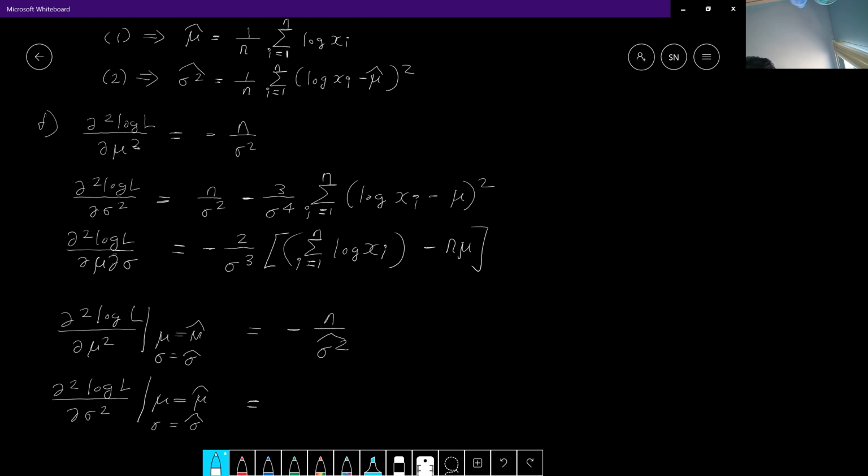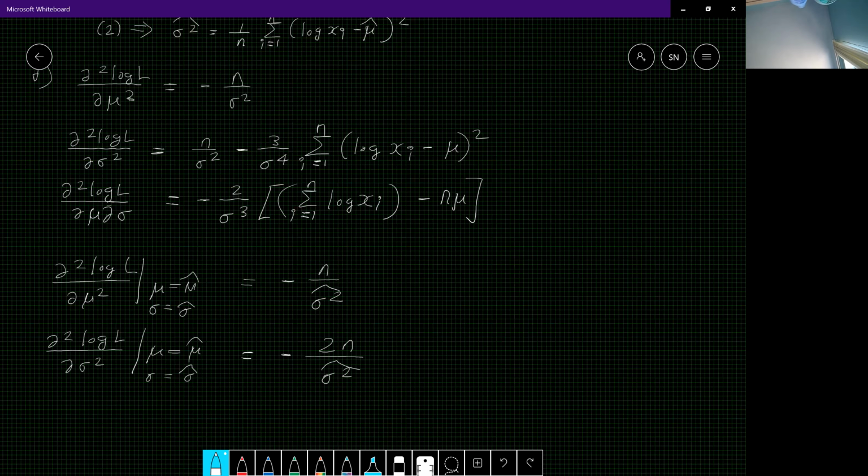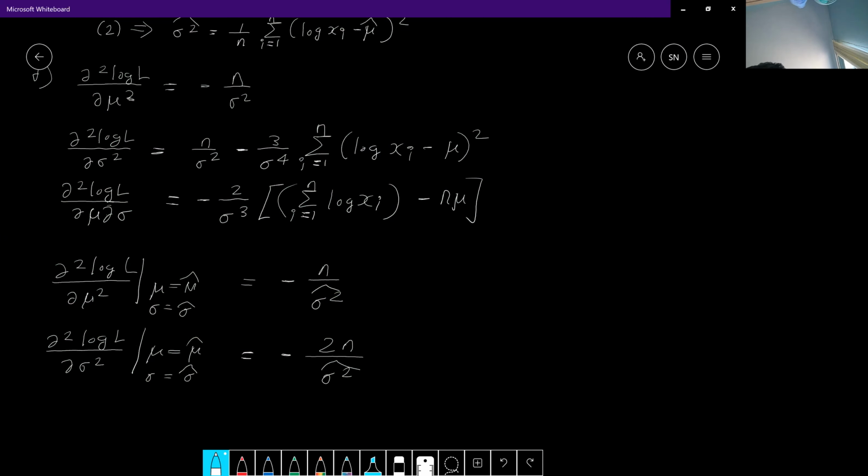This is what you will get: minus 2n over sigma squared hat. I'm sure you can check it, right? You should substitute mu by mu hat and sigma by sigma hat, and simplify things. You will get this, right?